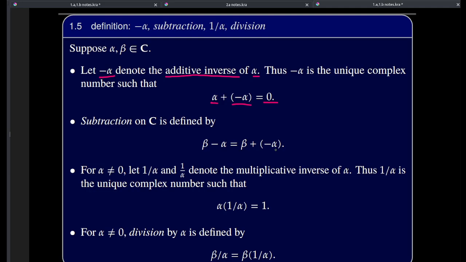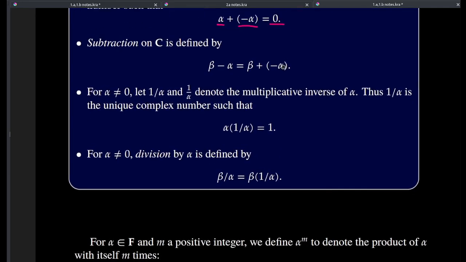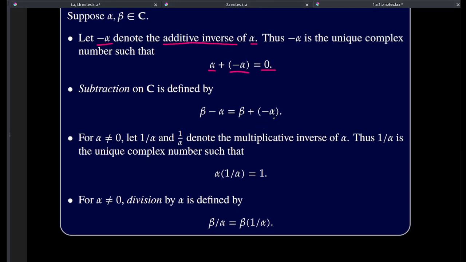Okay, cool. So really we don't need a separate minus operation. We just need addition and a notion of additive inverses to define something that looks like a minus. Okay, cool. Same thing with multiplication. We'll use 1 over alpha, or occasionally I'll write it as alpha inverse, alpha to the minus 1. We'll let that denote the multiplicative inverse of alpha. Oh, I keep saying a instead of alpha.